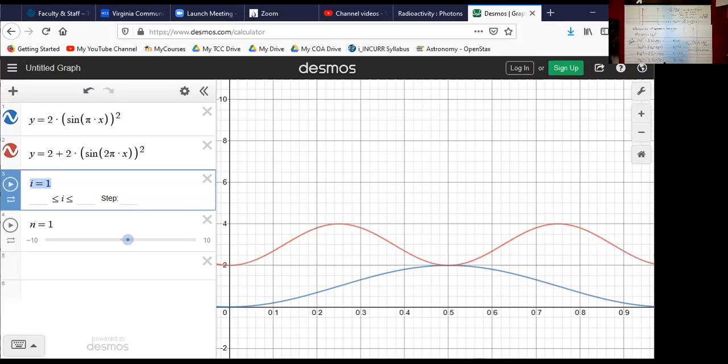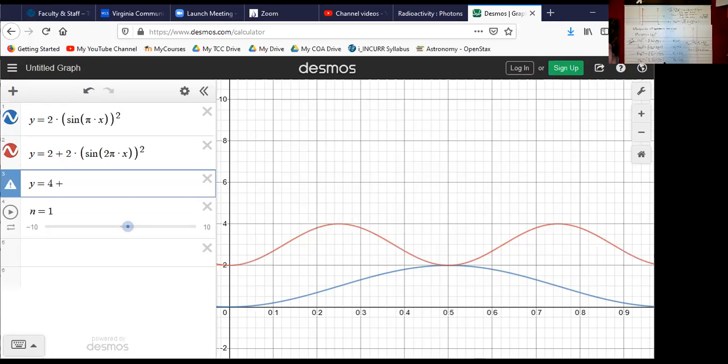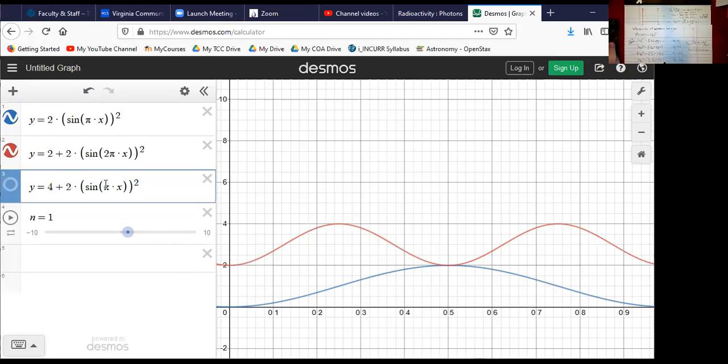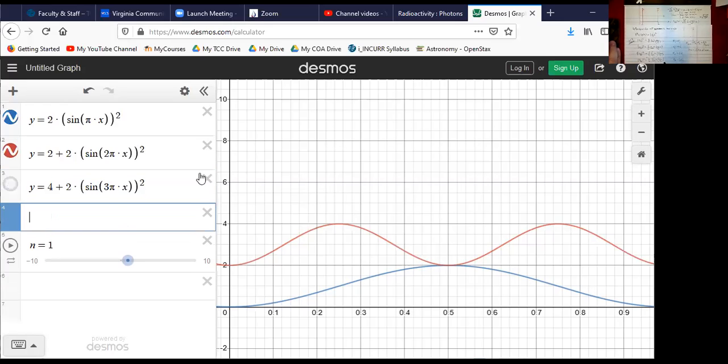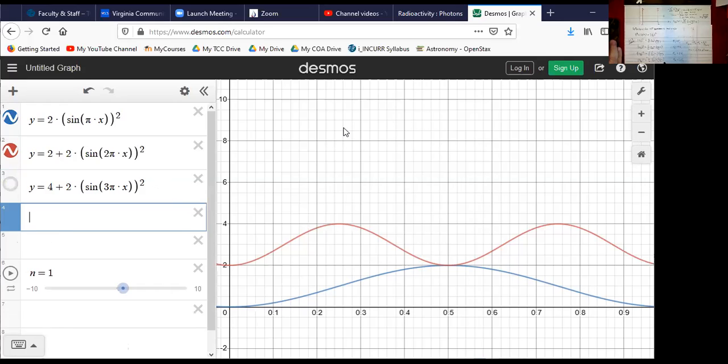So in this case, I want to say y equals 4 plus, same function, except this time I put a 3 in front of the pi instead of a 4, instead of 2. So this will be n equal 3. And I do not know why it did not do that. Let's see again. So evidently it stopped plotting at n equal 3. Y equals 4 plus 2 sine 3 times pi times x.